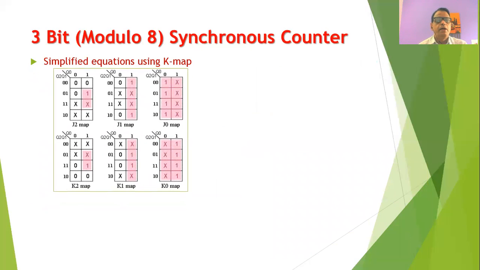Now we can easily prepare the Karnaugh map for J2, J1, J0, K2, K1 and K0. So you have to look into the column of J2 and make an entry of 0, 1 and X. Here you can form one pair. Here you can form one quad. Here you can form an octet. Here again you can form one pair. Here you can form one quad, and here you can form one octet.